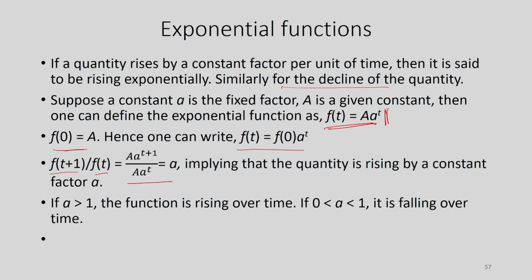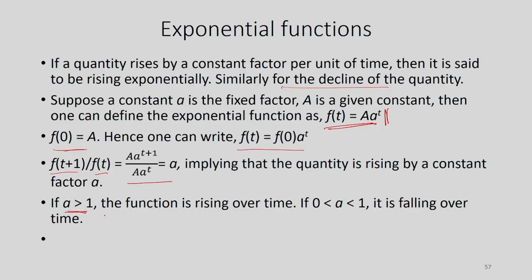If small a is greater than 1, then the function is rising over time, that is easy to understand. So, a is the factor with which the value of the function is getting multiplied in one period to get the value in the next period. If a is just equal to 1, then the value will not change, it will remain the same, which means that if a is slightly greater than 1 even, then in the next period the value will rise. So, that is why I say that if a is greater than 1, then the function is rising over time.